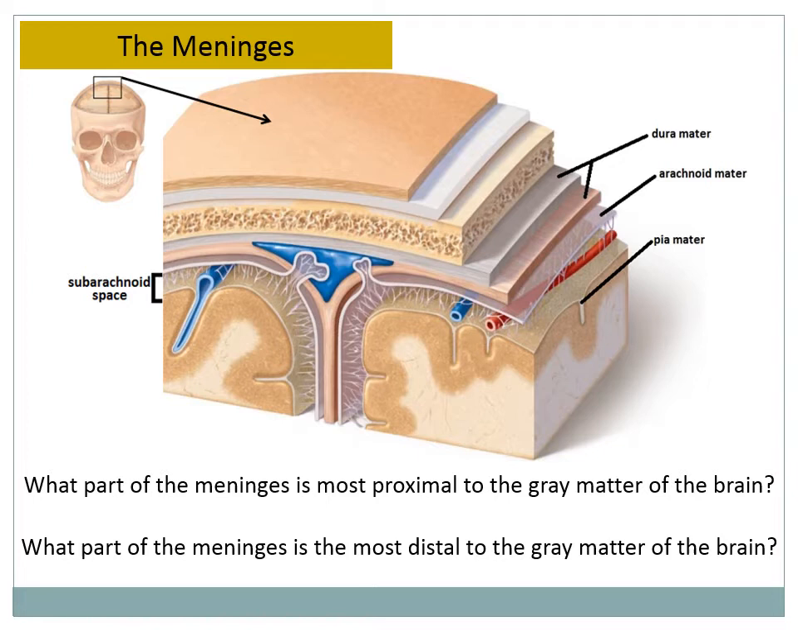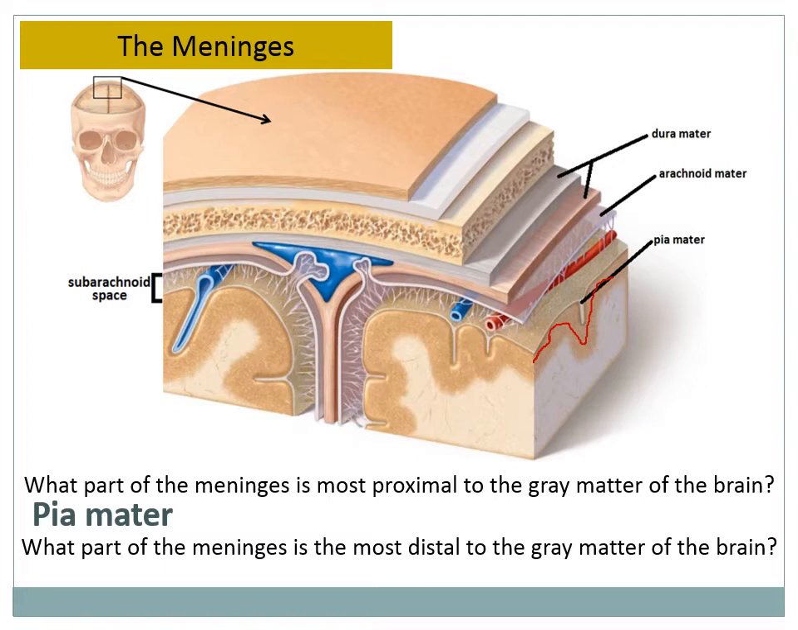What part of the meninges is most proximal to the gray matter of the brain? Well, our gray matter is this stuff right here. So this area here, we talked about that a little earlier in this lecture. So this is the gray matter. The part of the meninges that is most proximal is that pia mater. Okay, so the pia mater is most proximal to the gray matter of the brain, which is nice, right? Pia and proximal, pia and proximal.